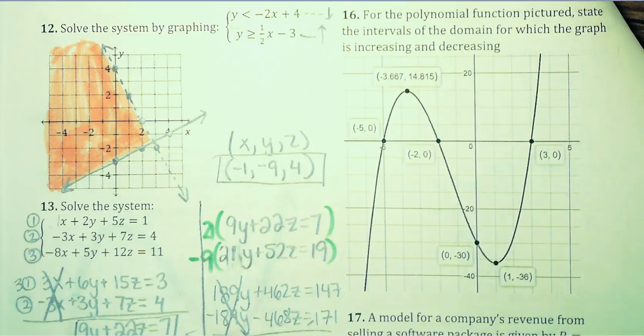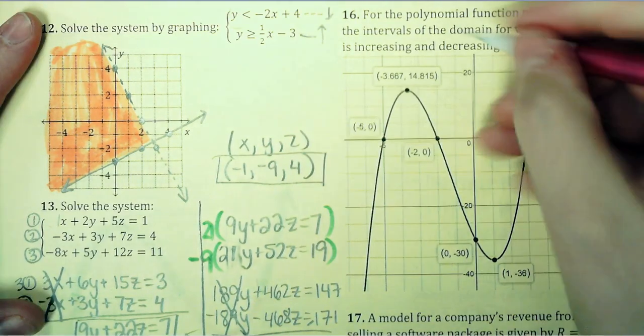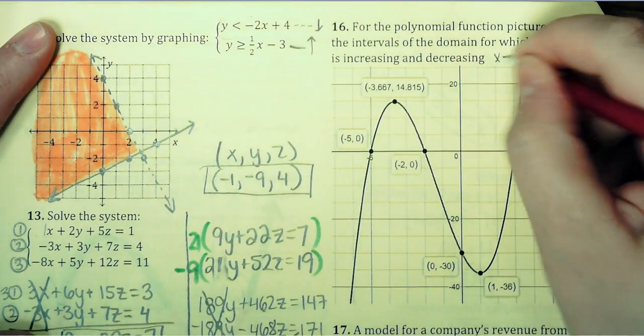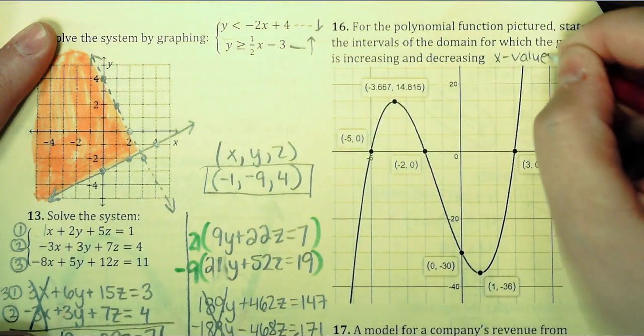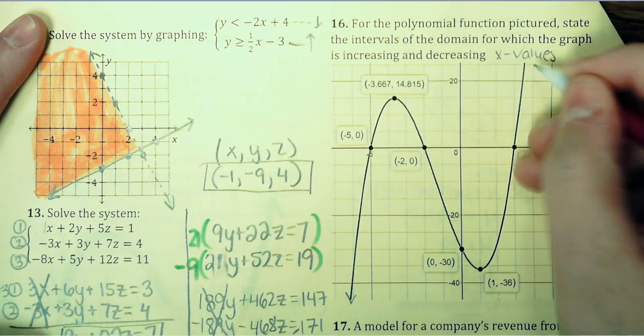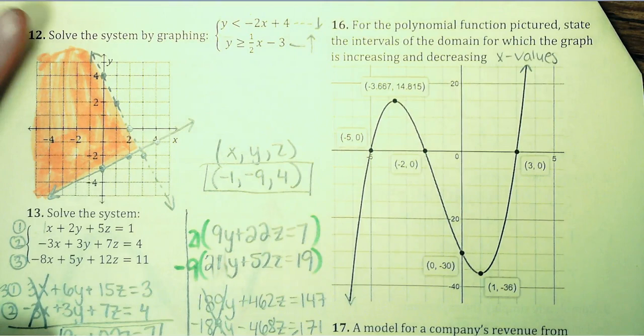All right, number 16 asks us to state whether the graph is increasing or decreasing. Again, increasing, decreasing, also positive, negative. You are traveling from left to right, and you're going to tell me x values to answer this question correctly. So forgive me, we should have some nice arrows on the ends of our graph.